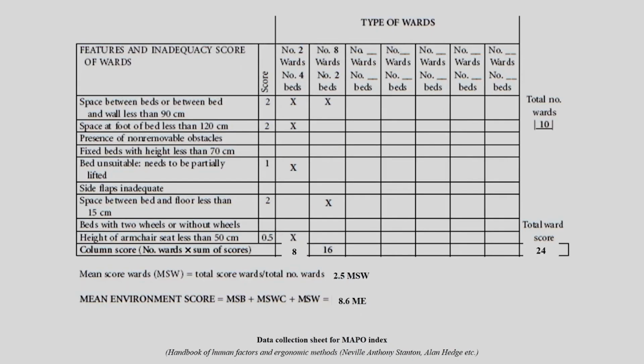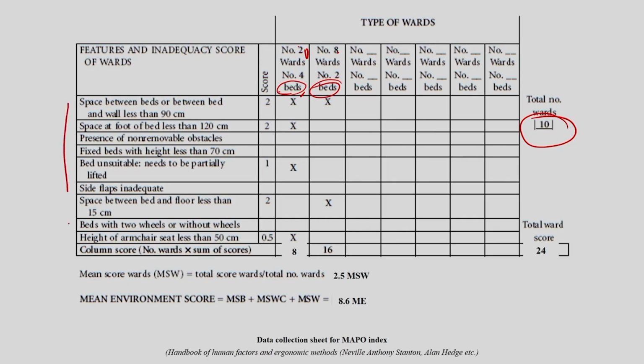We have the type of wards, same case. How many wards do you have? Number 2, number 8. Here you can see how many wards there are and how many beds are available, so that accordingly you can categorize them. Here we have only 10 wards to discuss, so 2 plus 8 is a total of 10. Although the number of beds is mentioned, it does not have any impact on the calculation.